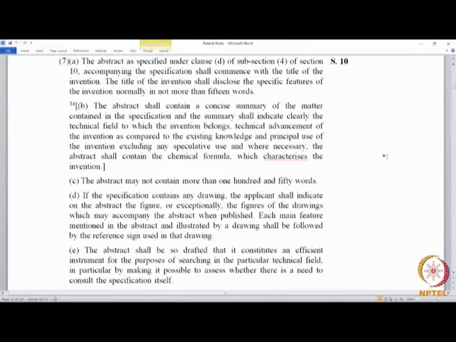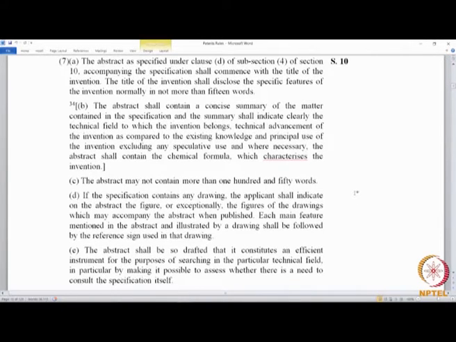Rule 13.7b states that the abstract shall contain a concise summary of the matter contained in the specification. It is a summary, and the summary shall indicate clearly the following things: the technical field to which the invention belongs, the technical advancement of the invention as compared to the existing knowledge, the principal use of the invention excluding any speculative use, and where necessary, the abstract shall contain a chemical formula which characterizes the invention. Now, the abstract is a general, concise summary, and it should not exceed 150 words, which you will find in 13.7c.